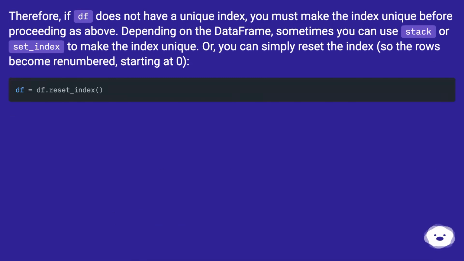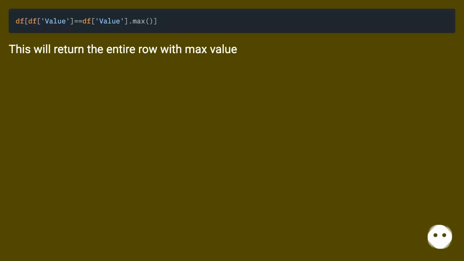Depending on the data frame, sometimes you can use stack or set_index to make the index unique. Or you can simply reset the index so the rows become renumbered starting at 0. This will return the entire row with max value.